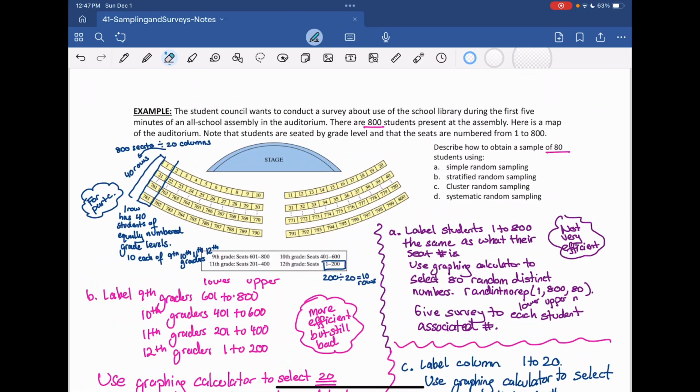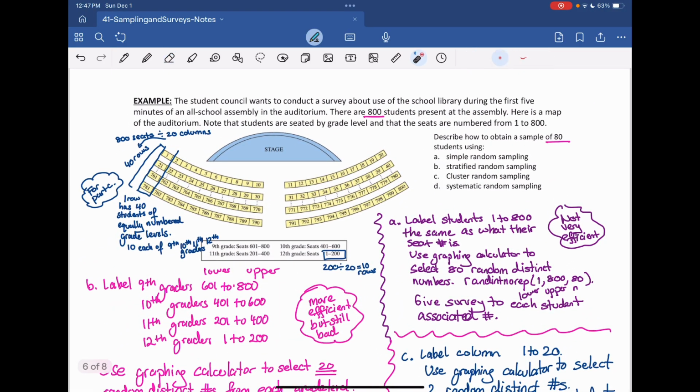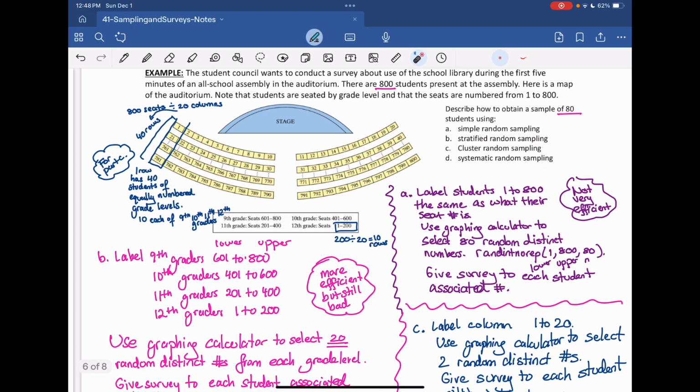Here's one that's a massive example. The student council wants to conduct a survey about use of the school library during the first 5 minutes of an all-school assembly in the auditorium. There are 800 students present at the assembly. Here's a map of the auditorium. Note that the students are seated by grade level and that the seats are numbered from 1 to 800, and here is the breakdown of each. Describe how to obtain a sample of 80 students using simple random sampling, stratified random sampling, cluster random sampling, and systematic random sampling. All right, so let's do the first one.